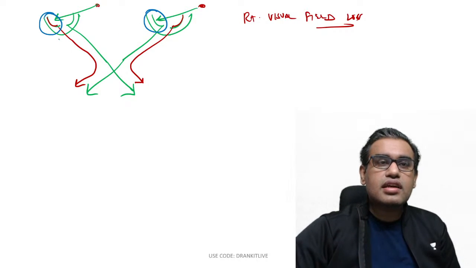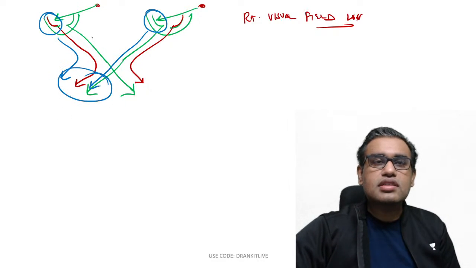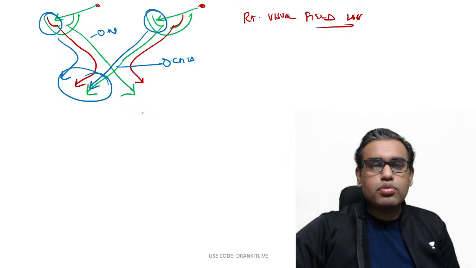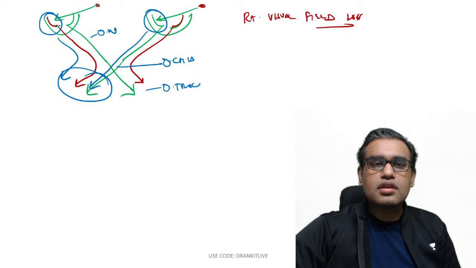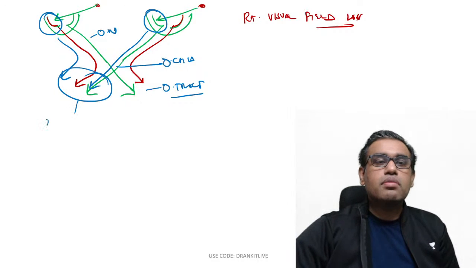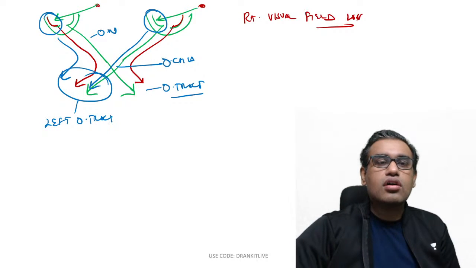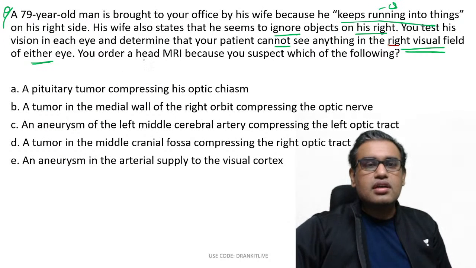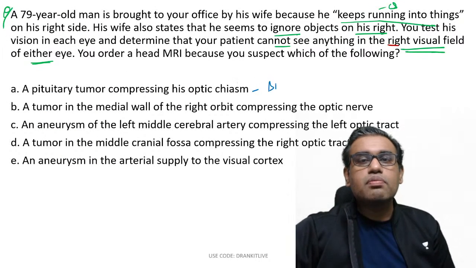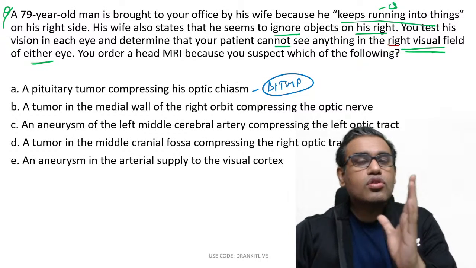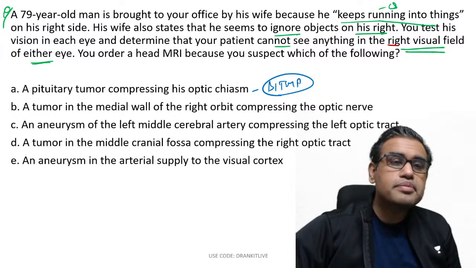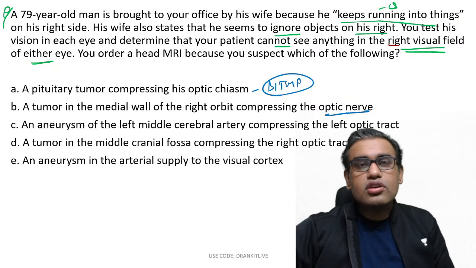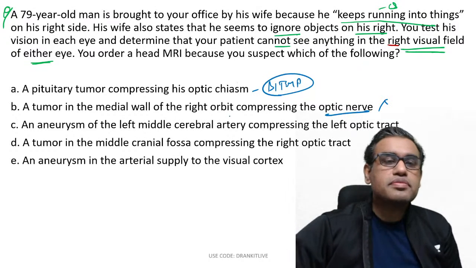And where are they continuing? They are both continuing on this side, that is on the left. This is the optic nerve. That is the site of optic chiasma. And distal or posterior to it, you have the optic tract. So right visual field loss, the problem is in the left optic tract or distal to it. If you look at the options, pituitary tumor compressing the optic chiasm will lead to bitemporal loss, not right-sided hemianopia. Tumor compressing the optic nerve will lead to blindness of that eye. That is also not a correct option.